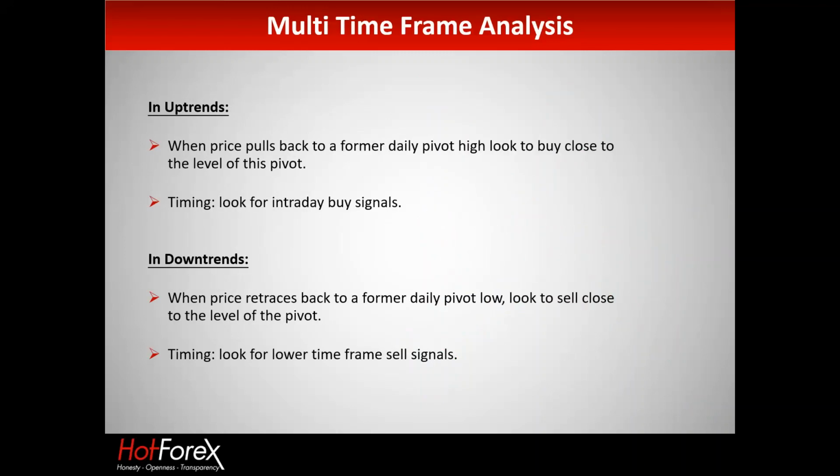Okay, so in summary, in uptrends, when the price pulls back to a former daily, well, it says daily here, but it doesn't matter, a previous higher time frame pivot high, look to close to this level of this pivot. Look for intraday buy signals because we've got an uptrend forming, we've got support. In downtrends, it's the other way around. When the price retraces to the daily low pivot, you look to sell close to these pivot points. So we're looking for sell signals to move down because you're with the higher time frame downtrend. Okay, and really it is as simple as that.